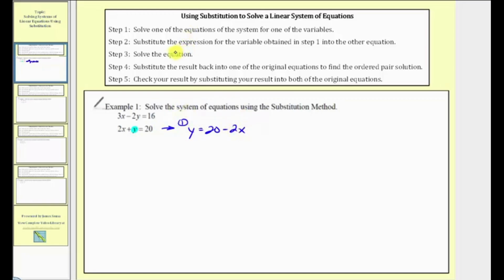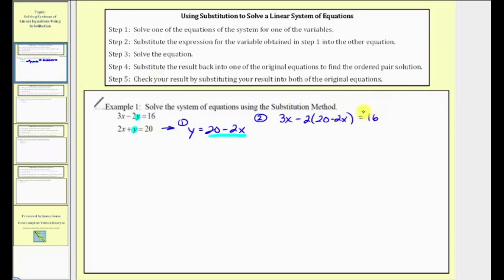So this was step 1. Step 2, we want to substitute the expression for the variable obtained in step 1 into the other equation. So because we solved this equation for y, and we know y equals 20 minus 2x, we'll substitute 20 minus 2x for y in the first equation. So when we do this for step 2, we would have 3x minus 2 times, not y, but (20 minus 2x), and then equals 16.